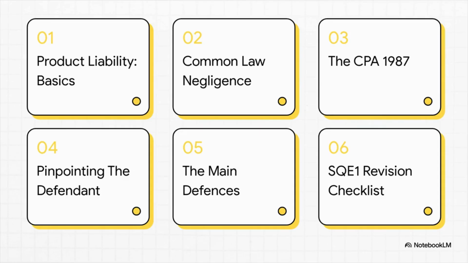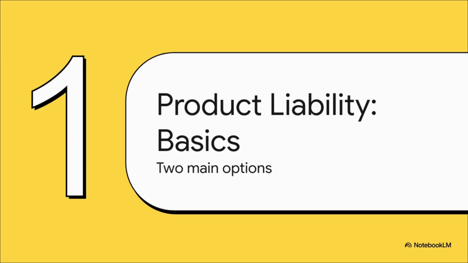So here's the game plan. We'll start with the absolute basics. Then we'll look at the two main ways you can bring a claim, the common law route and the Consumer Protection Act. After that, we'll figure out who you can actually sue, what defenses they might have, and then we'll wrap it all up with a super handy revision checklist to get you exam ready. Okay, let's get stuck in.